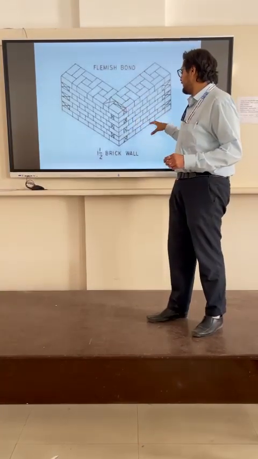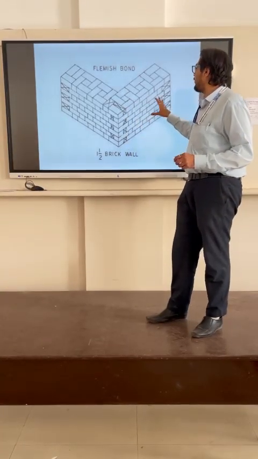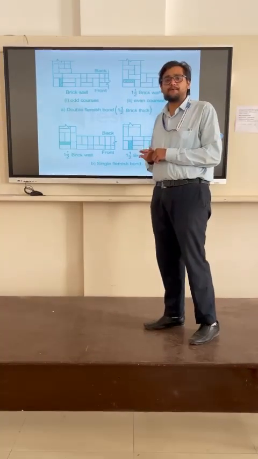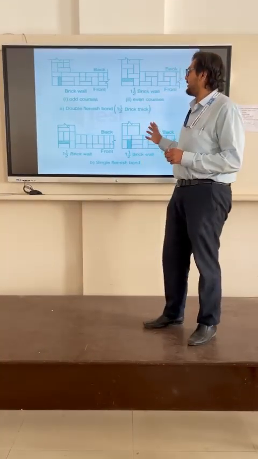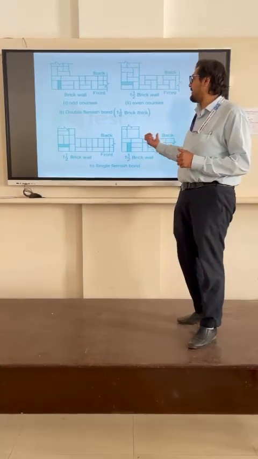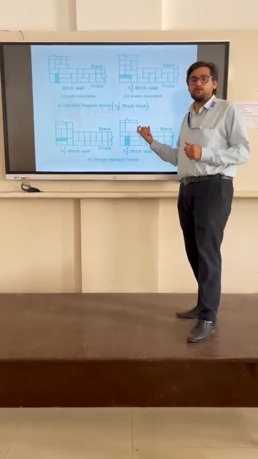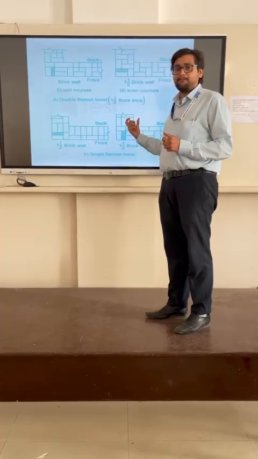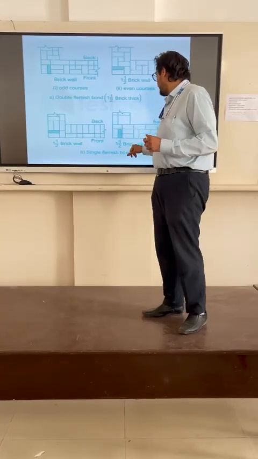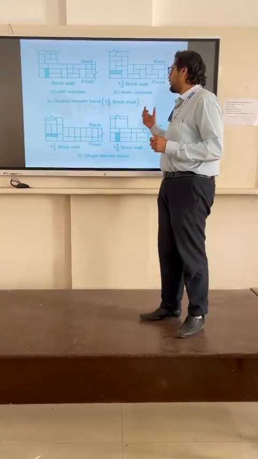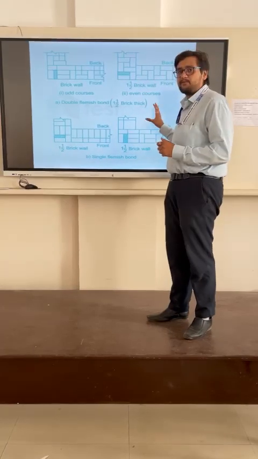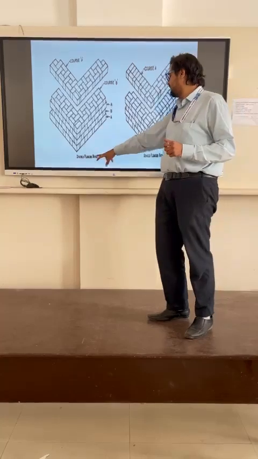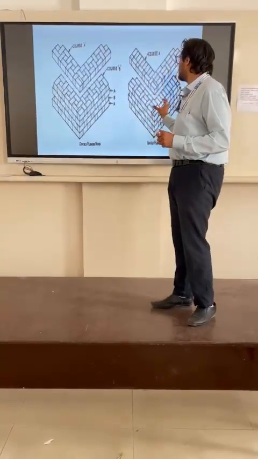These are the 1.5 brick wall for the Flemish bond. This is also a schematic diagram for the Flemish bond. In the paper we get a question of this type: draw the schematic view of a 1.5 brick wall in single Flemish bond or single English bond. These are some schematic presentations. This is the double Flemish bond and this is the single Flemish bond.